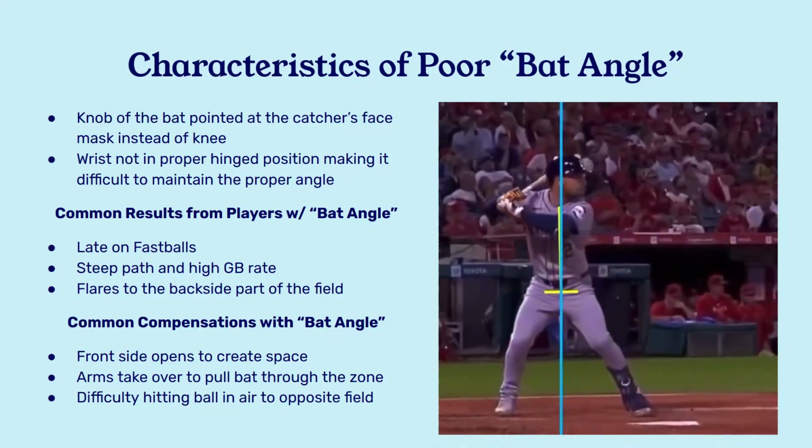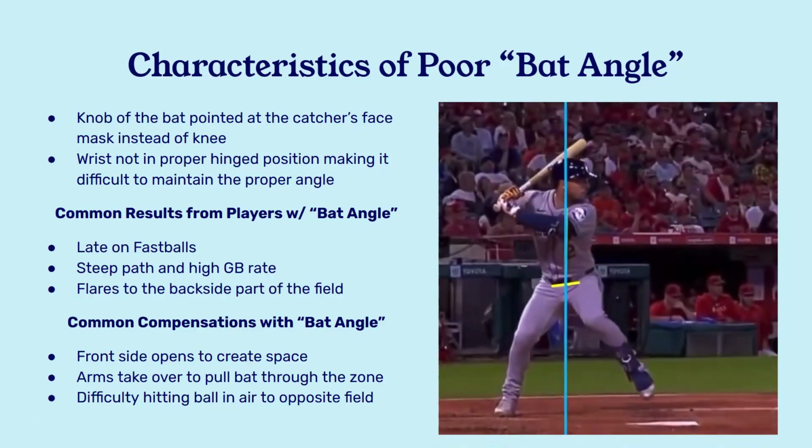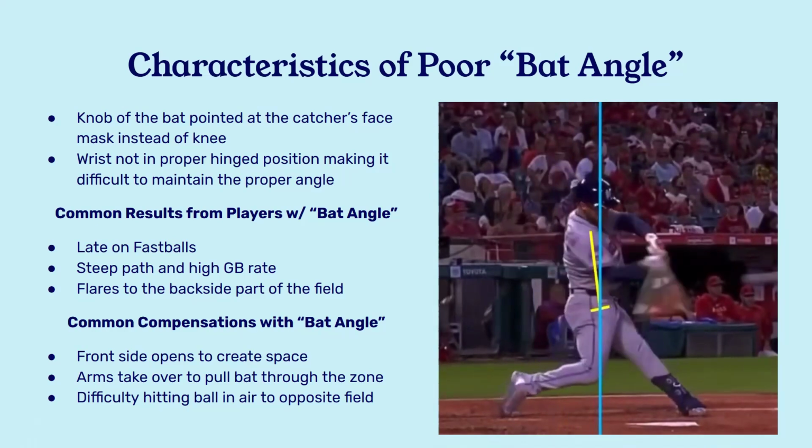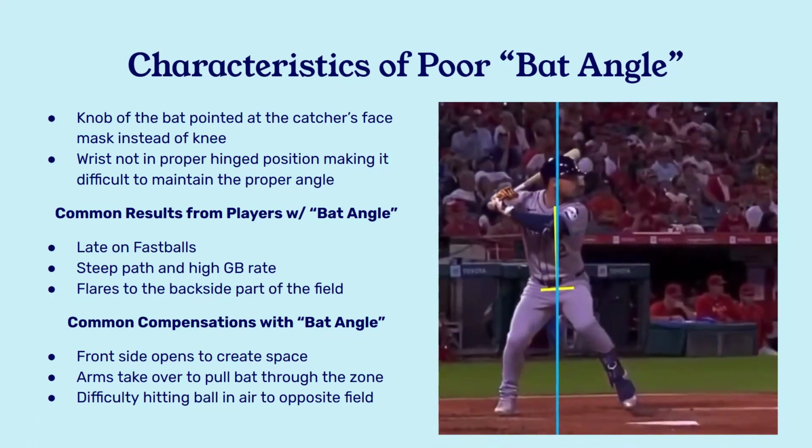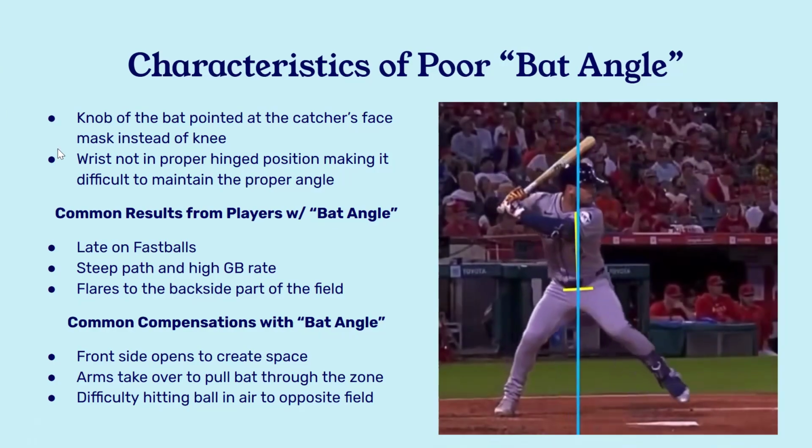And we have a lot of difficulty hitting the ball in the air to the opposite part of the field. Again, that usually happens because players are slicing down and not able to hit the ball with good spin to all parts of the field.